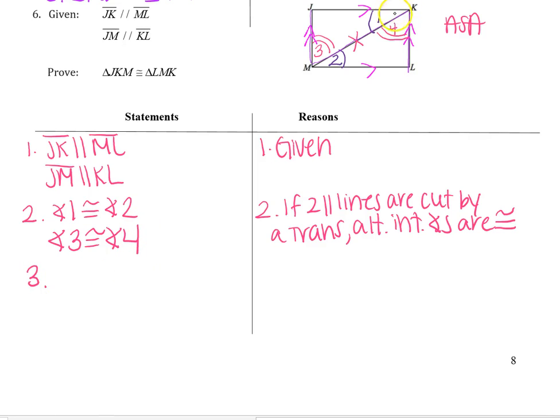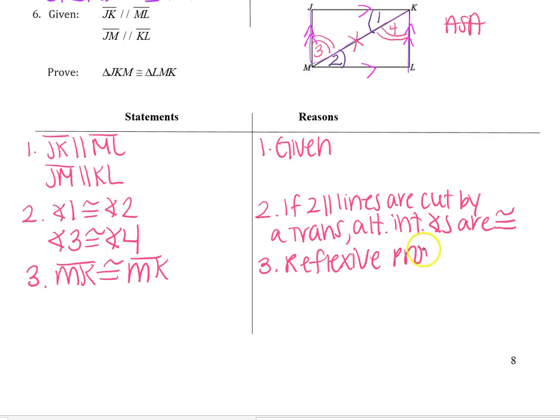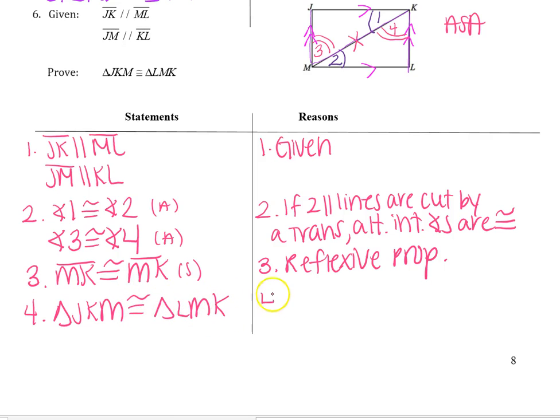Okay, don't forget about that shared side, right? That's MK is congruent to MK, and that's by reflexive property. Okay, so I have angle, side, angle. I've talked about them all in my proof. So I'm good. Now I can say that they are congruent. So triangle JKM is congruent to triangle LMK, and that's by angle, side, angle. And we're done.